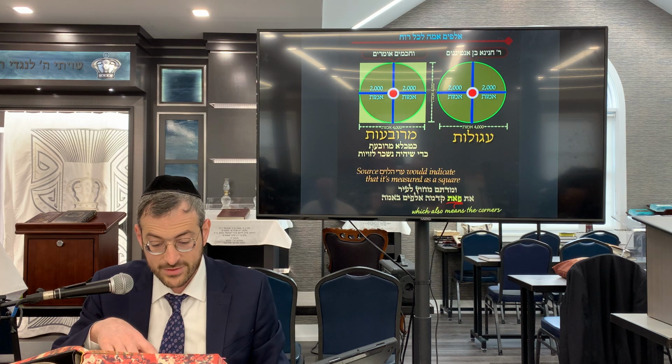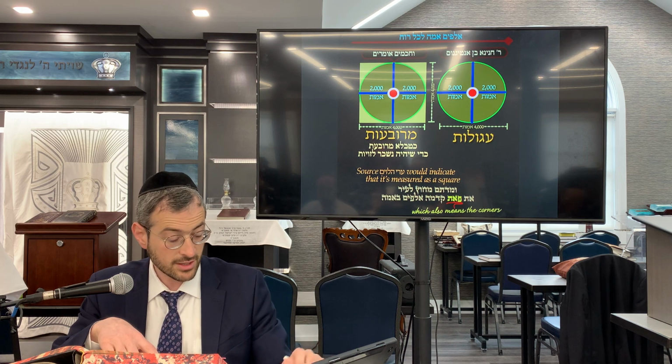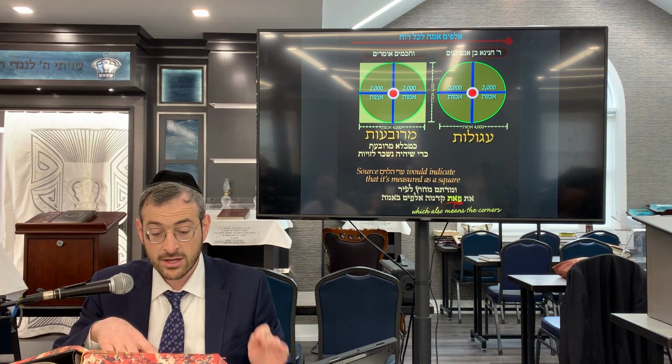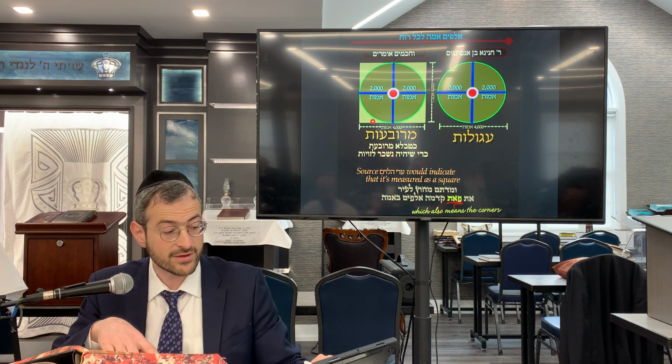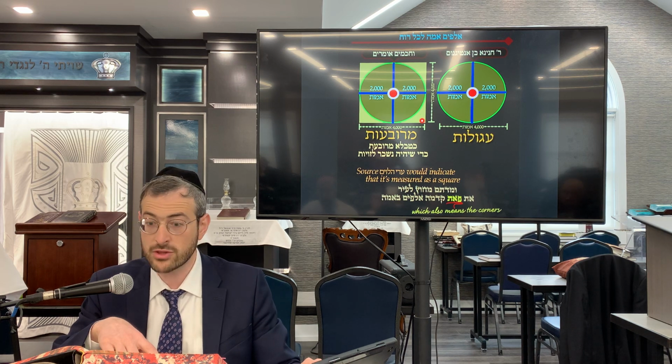Then we learned in the Mishnah, "alpayim ama'gulas", right? A machlokes. The first opinion said the 2,000 amos that you get is going to be in a circle, which in some sense would make sense logically, because you get 2,000 amos in every direction. That's how the circle gives you. Chachamim say no, we give you a square. We square it off, and therefore you actually get the corners, which are going to be more than 2,000 amos.